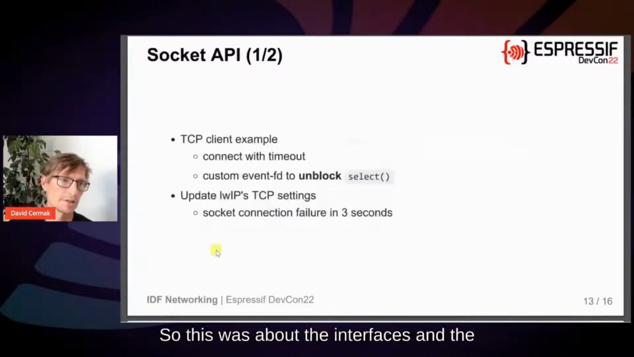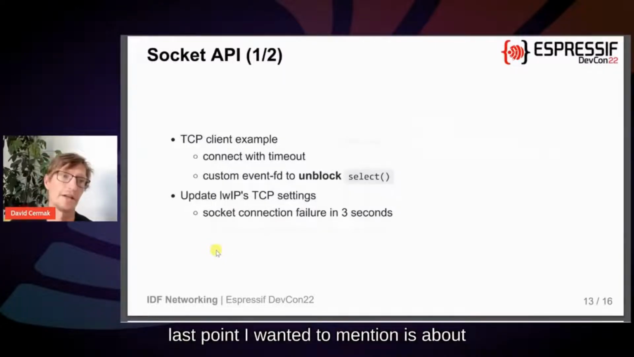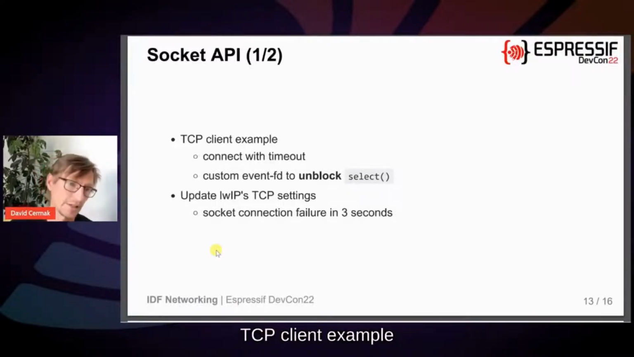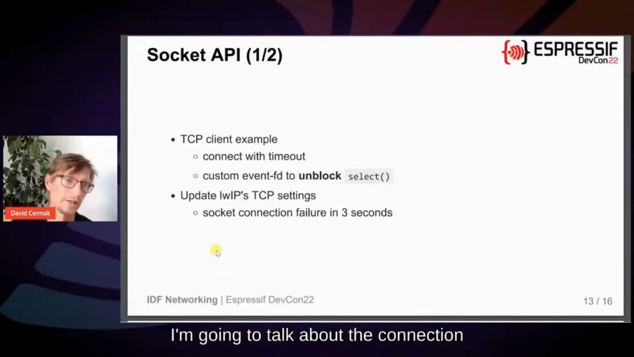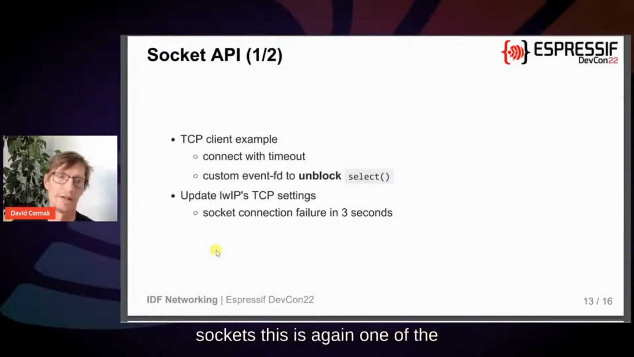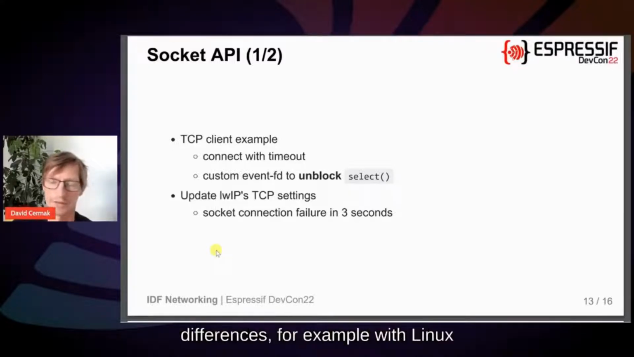So this is about interfaces, and the last point I wanted to mention is about the socket API, or API in general, which is basically the recommended one, the socket. Here I am going to run a TCP client example, and I'm going to talk about connection timeout with connection, because with LWIP sockets, this is again one of the differences.